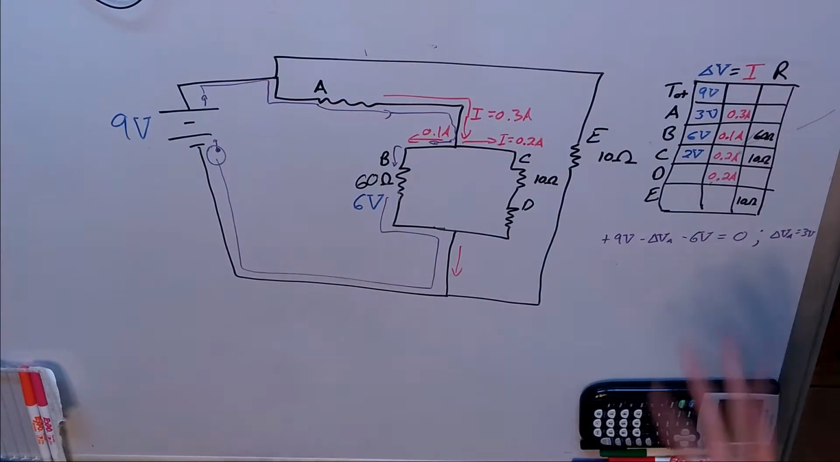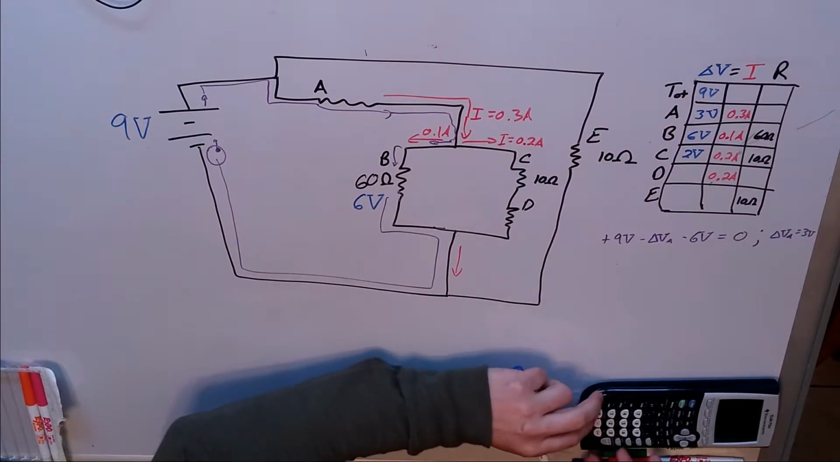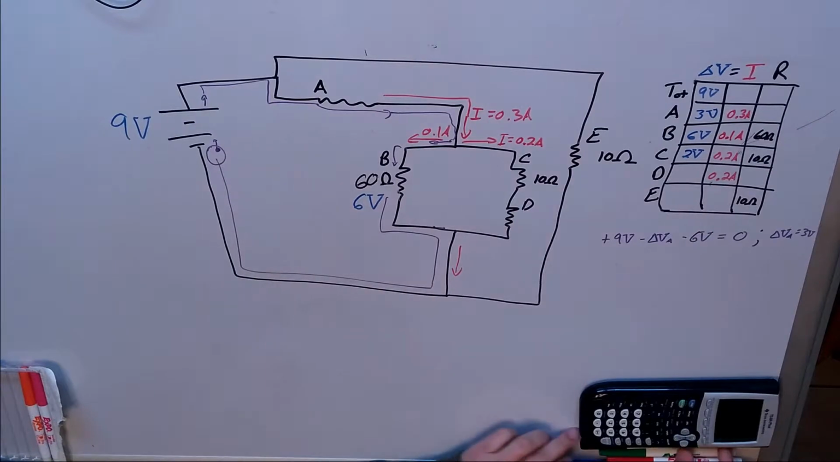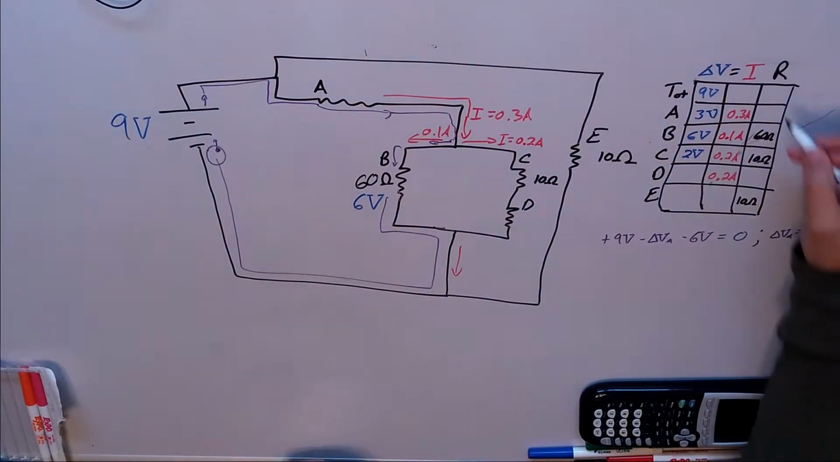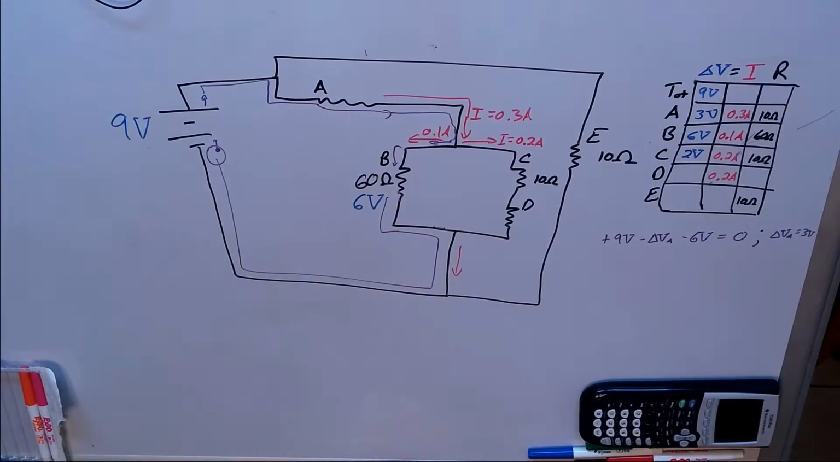Well, now we've filled that in. Now we can quickly find the resistance of A. So why not do that? We would have 3 volts divided by 0.3 amp, and we end up with, hey, resistor A is another 10 ohm resistor. Great. Okay, what else can we do?